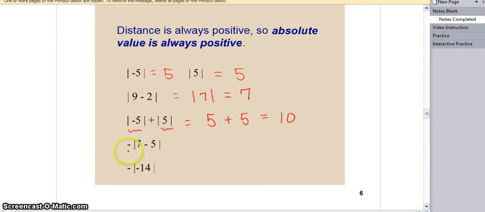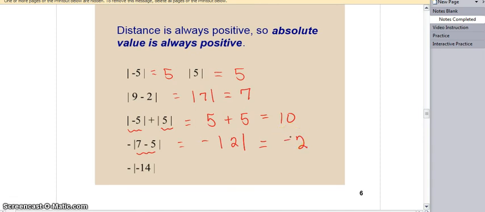In the next problem, we have the opposite of the absolute value of 7 minus 5. So here, I need to work inside my absolute value bars before I take the opposite. You're always going to treat your absolute value bars like parentheses with your order of operations. So here I'm going to subtract first, so 7 minus 5 is 2. Now I'm going to take the absolute value of 2 and then find the opposite of that. Well, the absolute value of 2 is 2, and the opposite of 2 is negative 2.